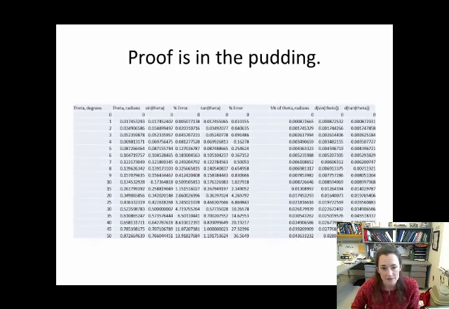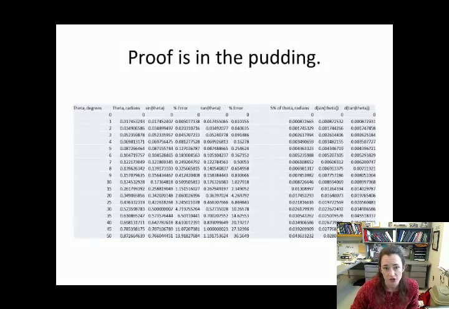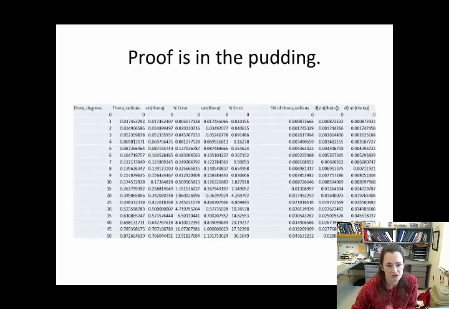And you can see that this is actually under a 1% error all the way up to 10 degrees. So it's a very good approximation for angles less than 10 degrees. It's less than a 5% error all the way up to 30 degrees. So that's really pretty good. Only after 30 degrees does it start to get bigger and bigger.